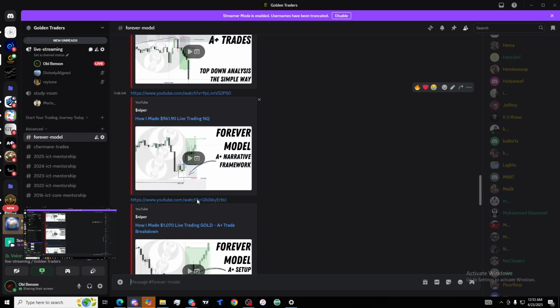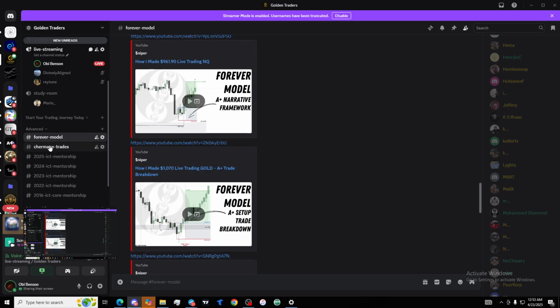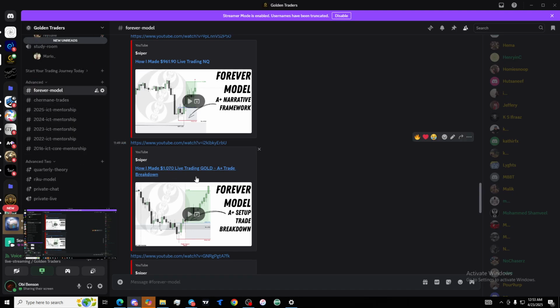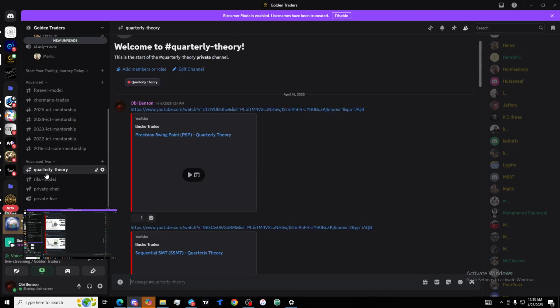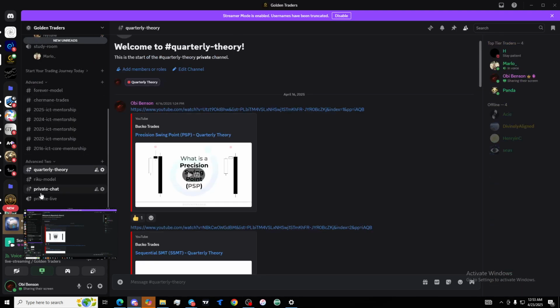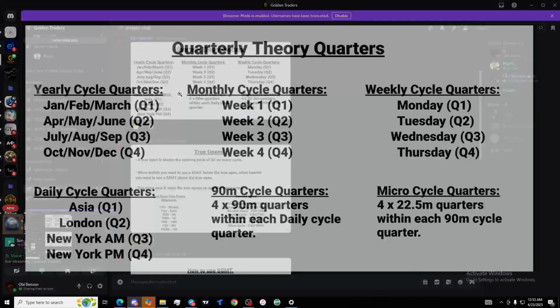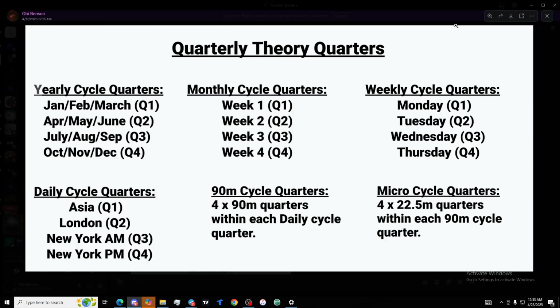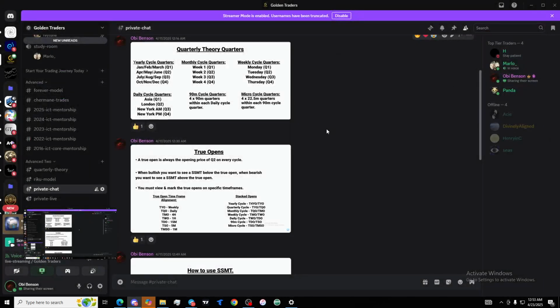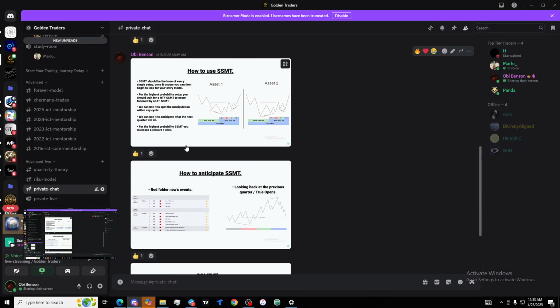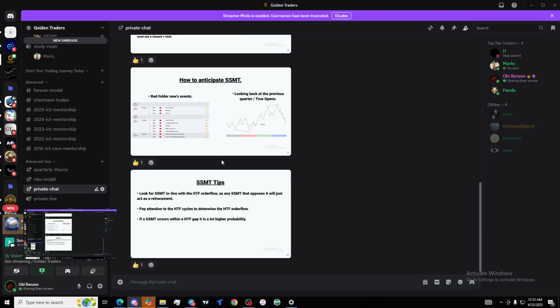And that's how you do it. Right now, I am combining the Forever model with quarterly theory. So right now, I am developing a model, which is the Forever model 2.0. And once I'm done developing that, I'll share it to the public.